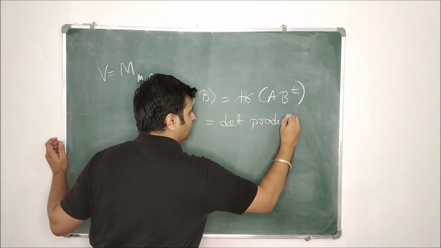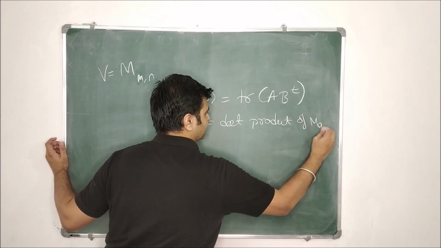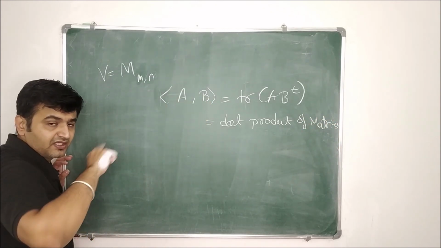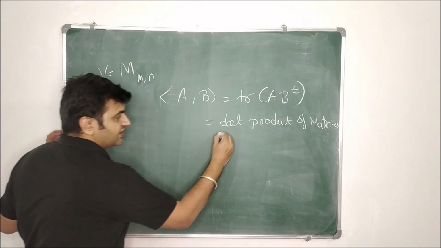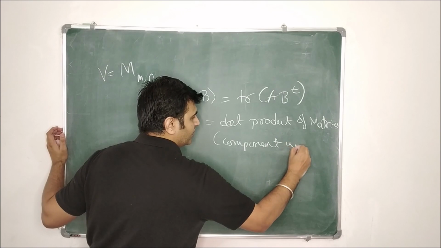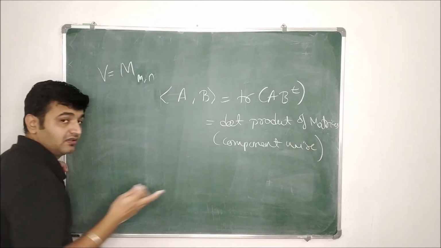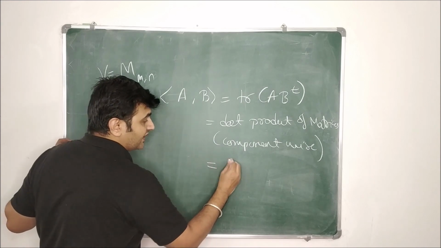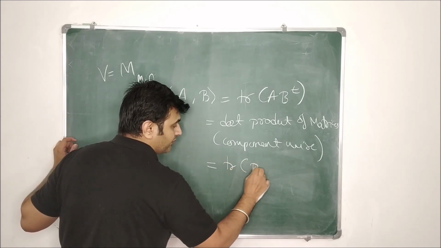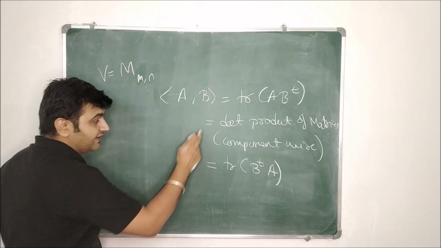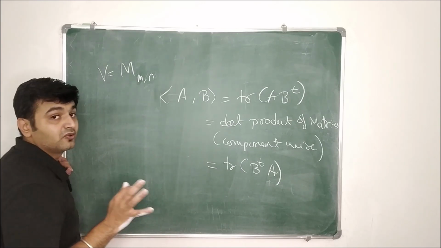Another way of writing this is you are doing the dot product of matrices. That means what? Not the normal multiplication of matrices that you see. This is nothing but component wise multiplication. So both things are the same. Many times many authors also write this as trace of B transpose into A. Okay, but that's also the same. The trace will come out to be the same.